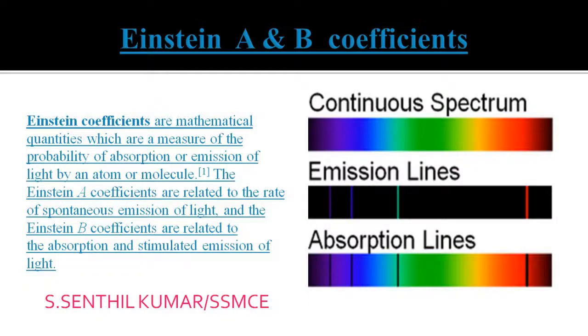Einstein A and B coefficients. Einstein coefficients are mathematical quantities which are a measure of the probability of absorption or emission of light by an atom or molecule. The Einstein A coefficients are related to the rate of spontaneous emission of light, and the Einstein B coefficients are related to the absorption and stimulated emission of light.